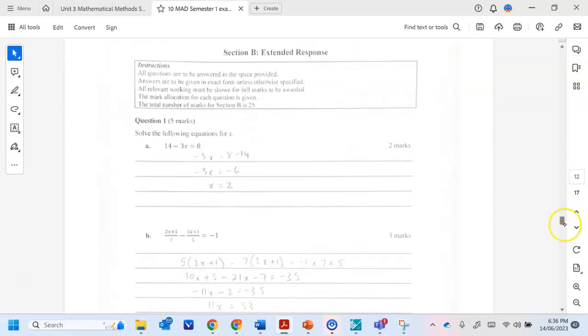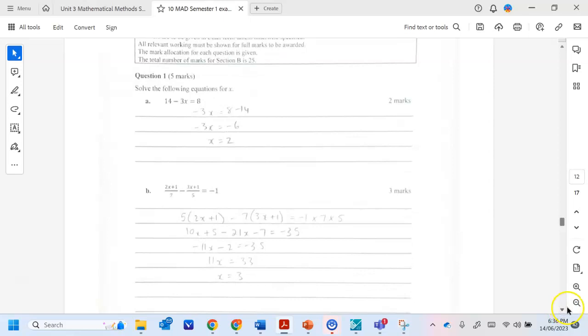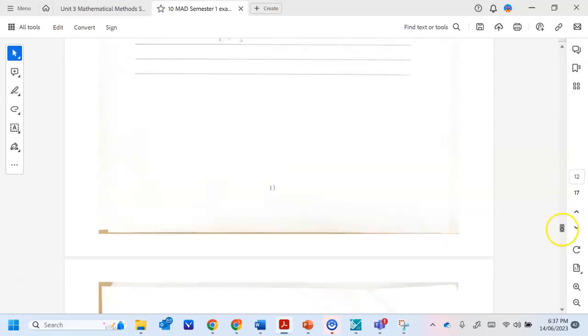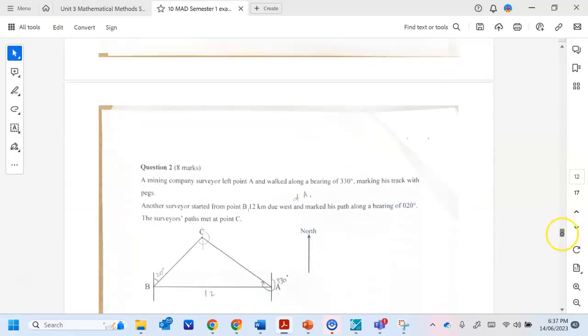All right, so for section B, the extended response. So question 1, we just had to solve some linear equations. Question 1A was done really well, so easy 2 marks probably for most of you. Question B, quite a few errors. One of them being you realize that your common denominator would be 35, but then you forgot to multiply the right-hand side by 35 when you got rid of it. Also expanding your bracket. So it's negative 7 times 3x and negative 7 times 1. So a lot of you forgot that negative there. And we did go through that before your exam as a common error.